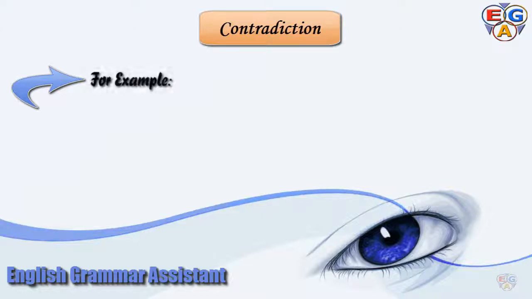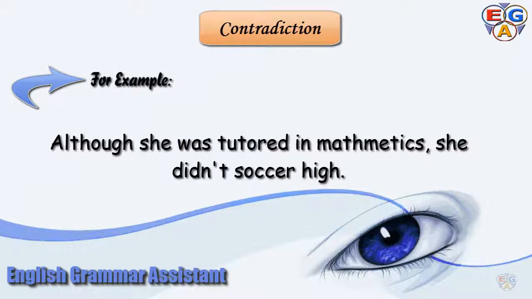Contradiction. For example, although she was tutored in mathematics, she didn't score high. Although she was tutored in mathematics, here is the adverb clause. It acts as a contradiction to the main clause. The connector of this adverb clause is although.